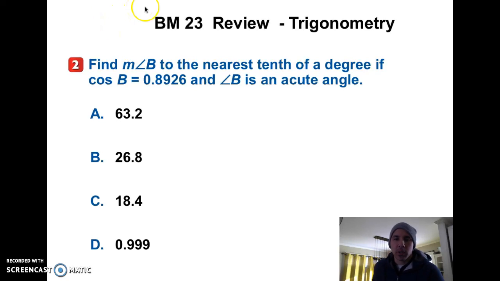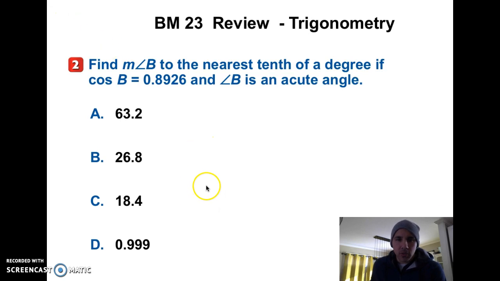This is Mr. Cornier. This is Benchmark 23 review on trigonometry. What we're going to do right here is find the measure of angle B to the nearest tenth of a degree if the cosine of B equals 0.8926 and angle B is an acute angle.